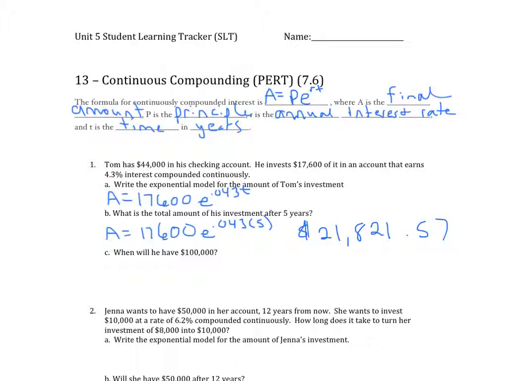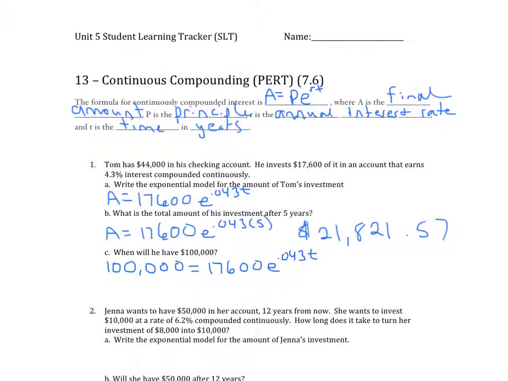When will he have 100,000? So again, we're going to put our original model into y equals, and then in the table, go ahead and look for $100,000. Well, we know that the final amount we want is $100,000, and he invested 17,600 e to the 0.043 times t.